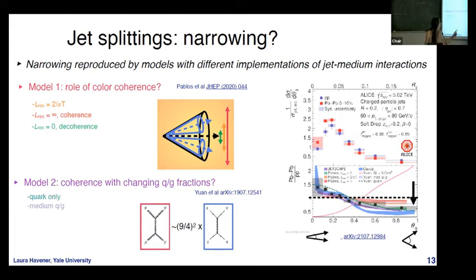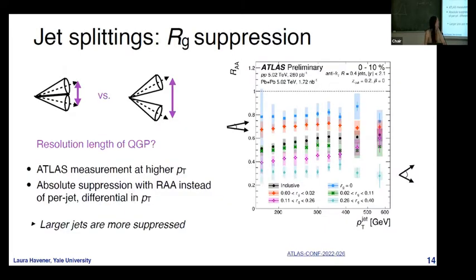If you focus on the green, the emerald color, this is a model with quark only. And you can see that this model also seems to describe the data well. And so we had two things showing the narrowing: the decoherence, and the fraction and the flavor.